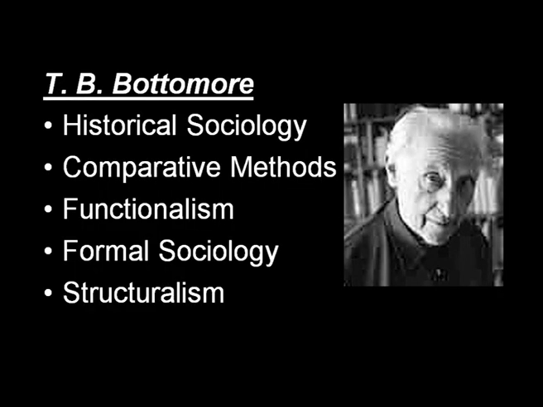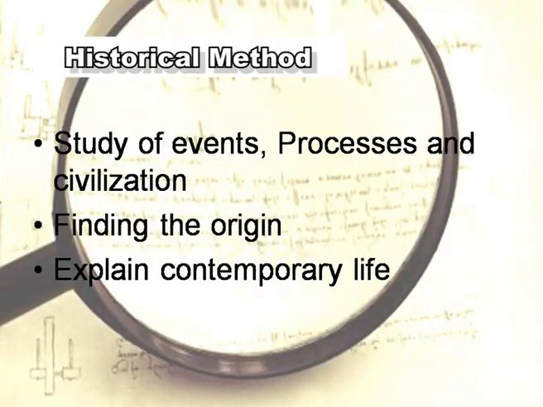T.B. Bottomore, who is a famous sociologist, explains 5 approaches. He says that historical sociology, comparative methods, functionalism, formal sociology and structuralism are the important methods that are adopted in sociology. Of course, we have lots of classifications of the approaches and methods of sociology, but in this class we are going to learn about a few common methods that are adopted in most sociological studies. First, we will study the historical method.